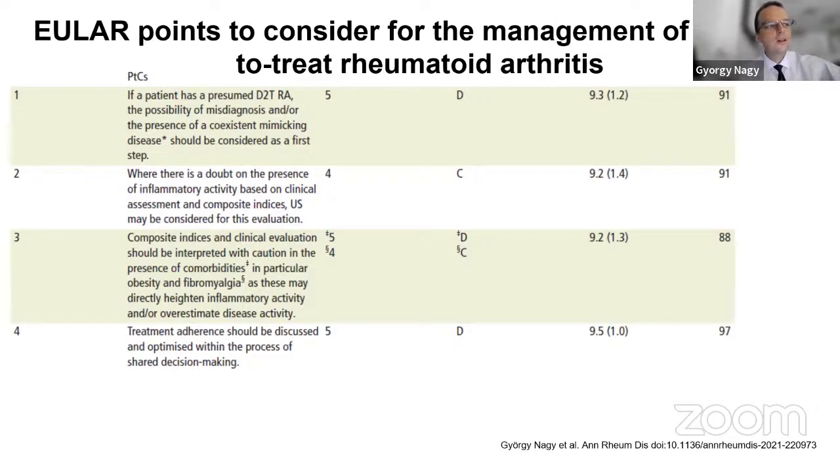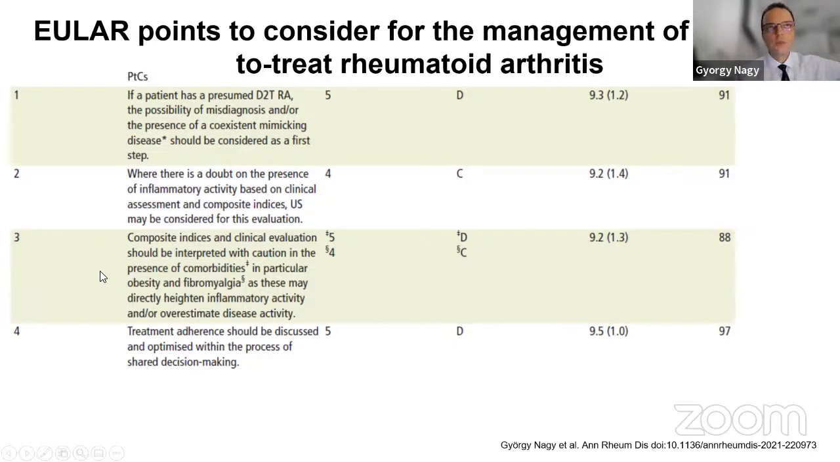So I think this is hierarchically the first thing to do, but I will come back a little bit later very quickly. So we should reconsider the diagnosis as the first step. And then the second is, if there's a doubt on the presence of inflammatory activity based on clinical indices, that we should perform ultrasound. I think this is self-explanatory as well and done in everyday clinical practice. That's what we do.